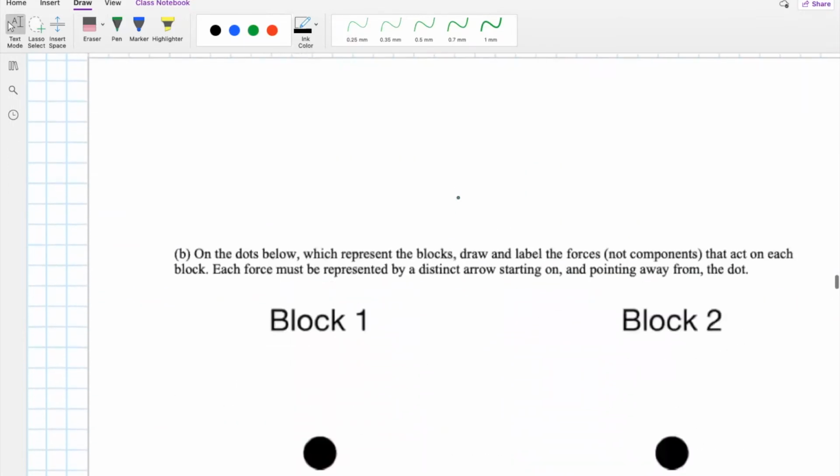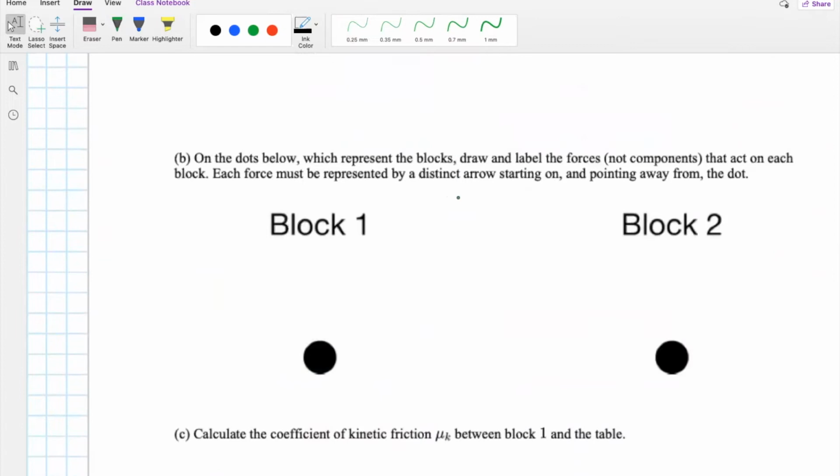Okay. So on the dots below, which represent the blocks while they are moving, I am assuming, draw and label the forces, no components, that act on each block. Each force must be represented by a distinct arrow starting on and pointing away from the dot. So block 2 is going to be accelerating downwards. And if you wish to pause the video here, for those of you watching the video to try it yourself, you're more than welcome to.